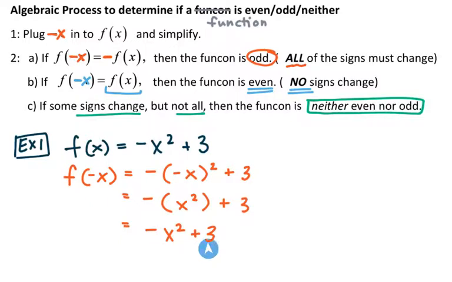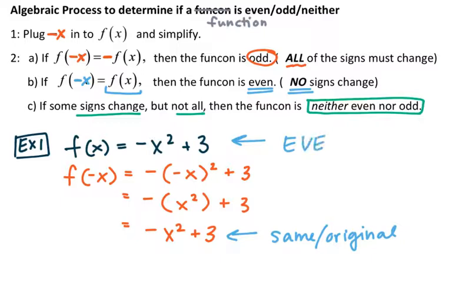So now I ask you to look. Is this the exact same function we started with, or is it the exact opposite function? Could I factor a negative out and it would be opposite? And of course, you can plainly see that it is exactly the same. So I plugged in negative x and I got out the same original function. And what that means to us is that f of x is even.